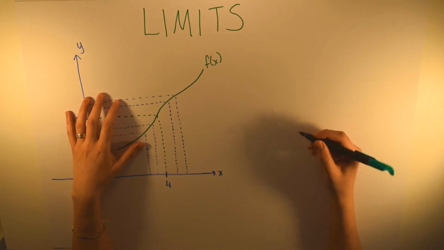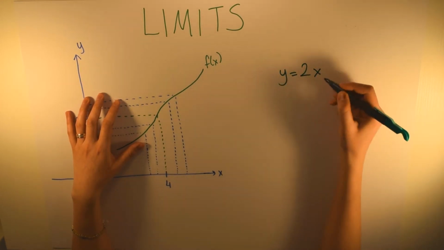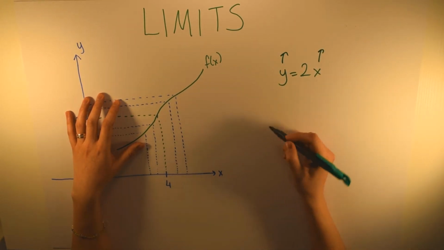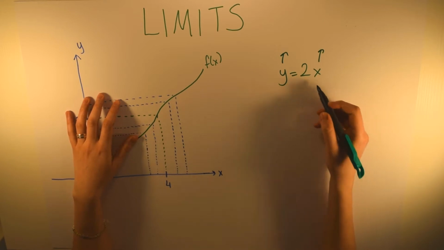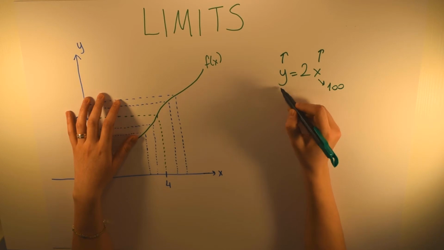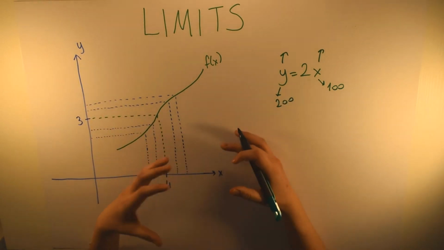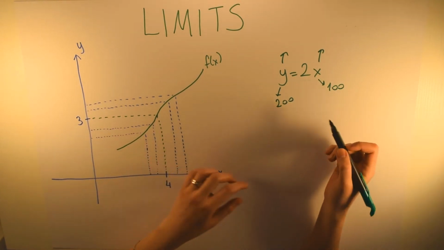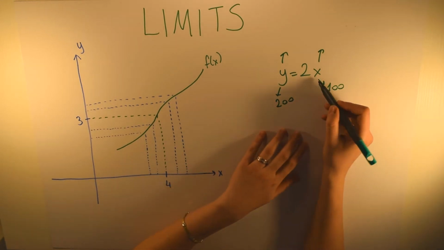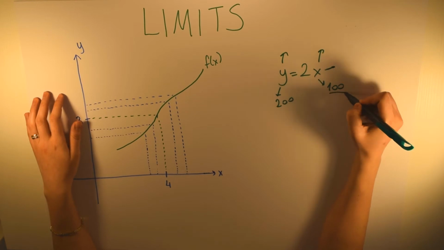Consider the function, for example, y is equal to 2x. As x increases, y also increases. As x approaches a number, let's say x approaches 100, y gets closer to the number 200. So limits are concerned with what the value of a function, in this case y, approaches as a variable, here x, approaches a number, in this case 100.